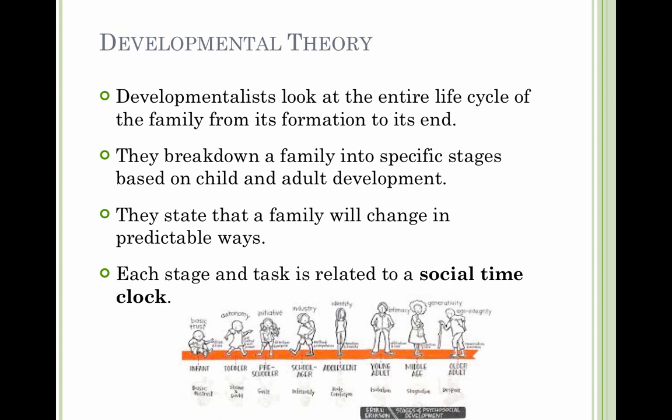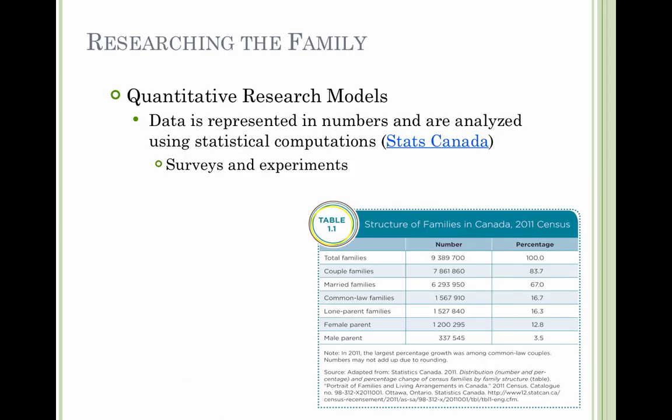Now, the last two things I want to comment on are relative to research and how these theories are researched. When we look at researching families, there are two ways that we can research. Quantitative research is one example, and this is where the data is represented in numbers. We gather tons of information.